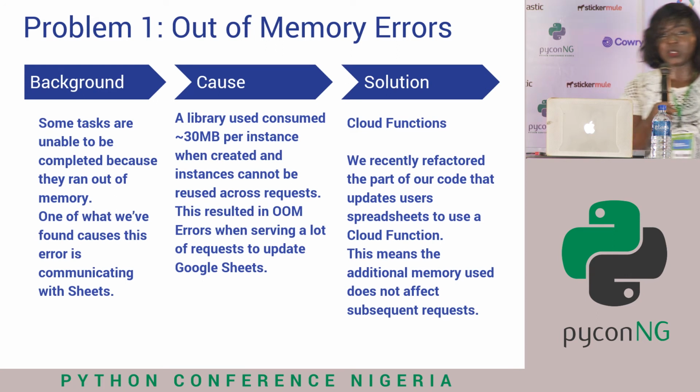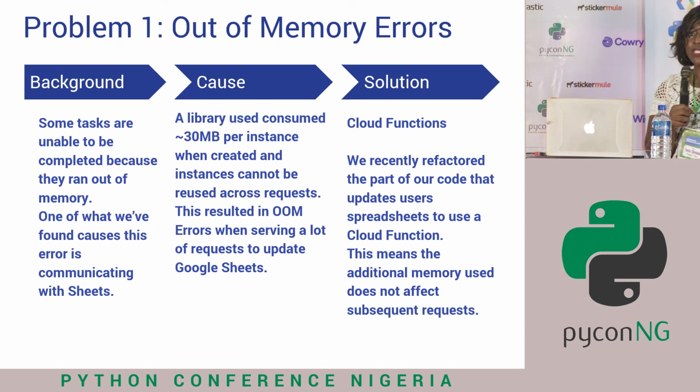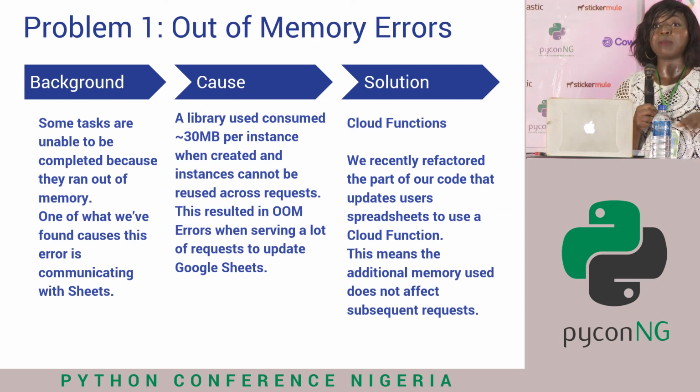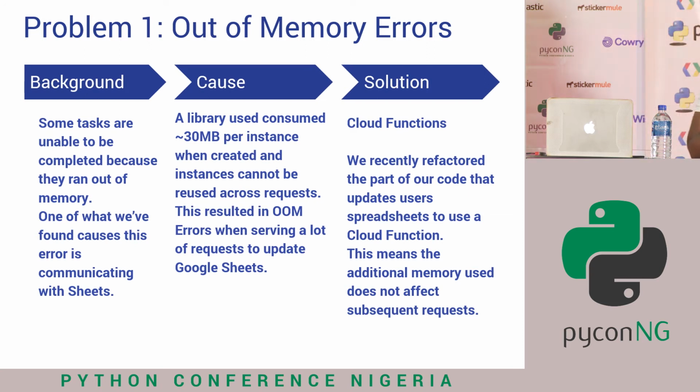Basically, we ran out of memory on just updating one task. This was a huge problem. In fact, we've not fully solved it. We've just found one of the causes, which is Sheets.